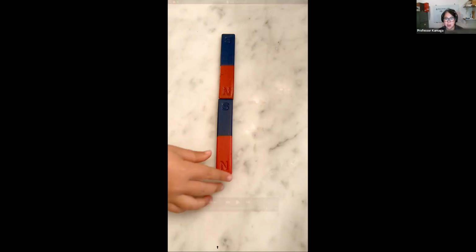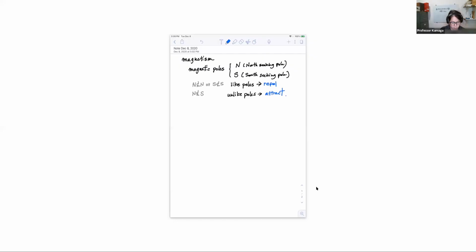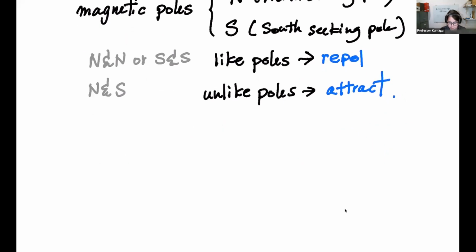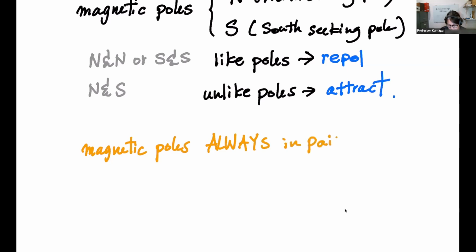So it's very similar to electric force. What is different is that, unlike electric charge, where you could have just one electron, just one negative charge, which is called a monopole, magnetic poles always come in pairs, which means you're never going to see just the north by itself or south by itself. If you can find magnetic monopoles, you can get a Nobel Prize.